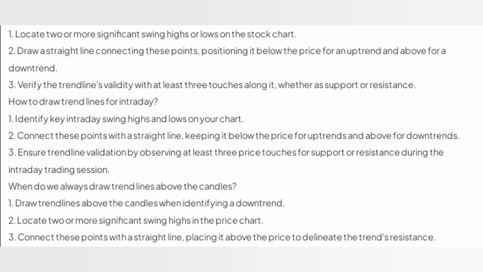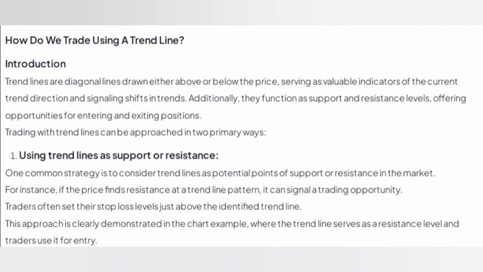When do we always draw trend lines above the candles? 1. Draw trend lines above the candles when identifying a downtrend. How do we trade using a trend line? Introduction. Trend lines are diagonal lines drawn either above or below the price, serving as valuable indicators of the current trend direction and signaling shifts in trends. Additionally, they function as support and resistance levels, offering opportunities for entering and exiting positions.